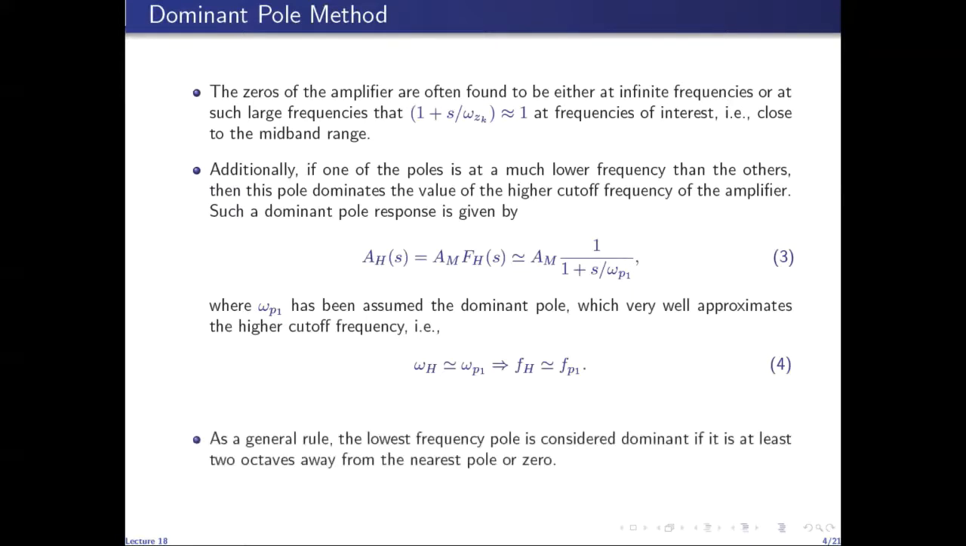And as a general rule, we consider a pole frequency as dominant if it is at least 2 octaves away from the nearest pole or zero frequency. That is, if it is at least 2 times smaller than the next pole or zero frequency, then the pole under consideration will be considered as the dominant pole. So if you have a dominant pole, then the response is approximated by this expression, and the higher cutoff frequency is very well estimated by the dominant pole frequency.